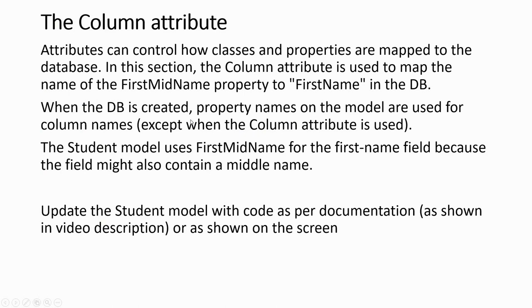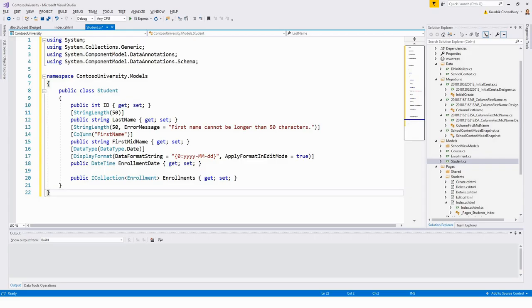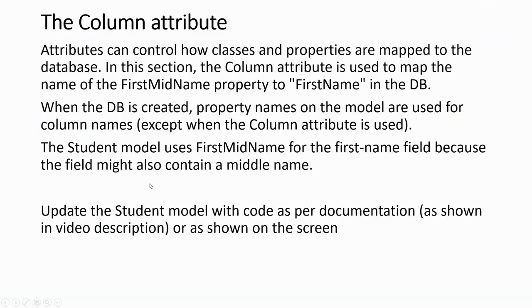When the database is created, property names on the model are used for column names except when the column attribute is used. So here we have used the column attribute. This is the column attribute. So here it behaves differently. Whichever is the column, here it is first name. So when the migration is applied, that column name will change from the existing first mid name to first name. Okay.